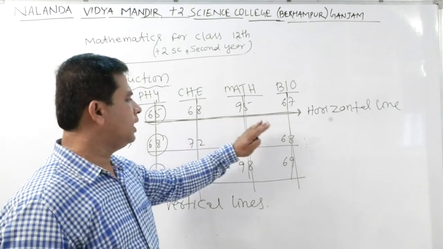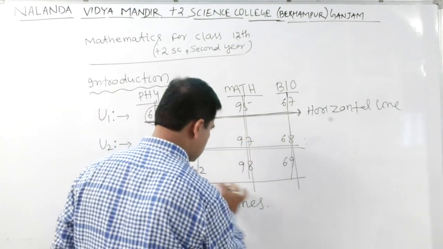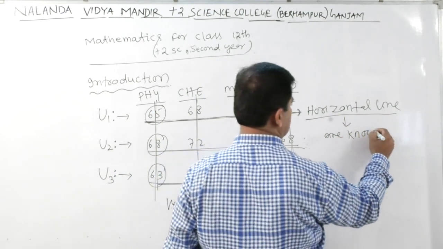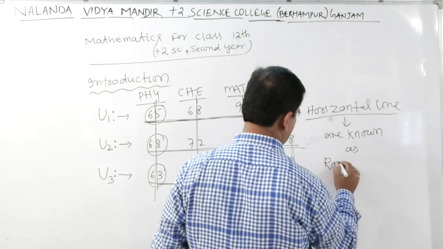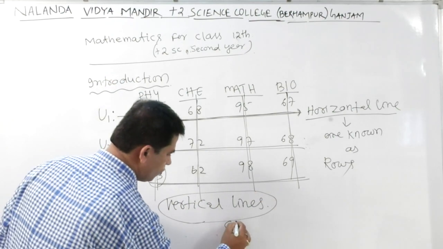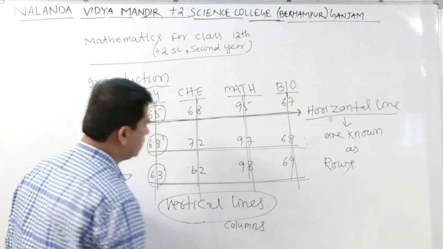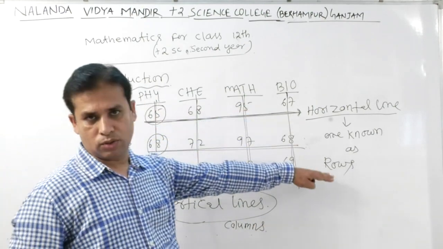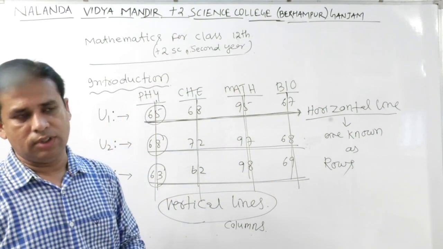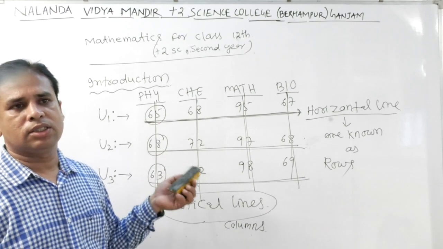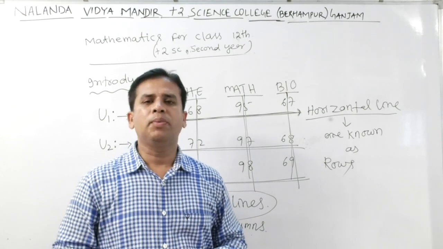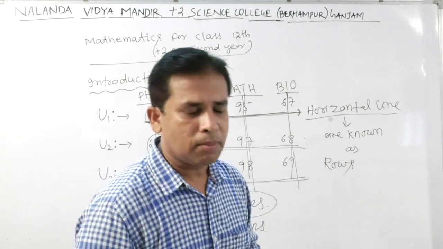Now all the horizontal lines are known as rows, and vertical lines are known as columns. Now we go through what is a matrix, the definition of a matrix, and then how to represent a matrix.